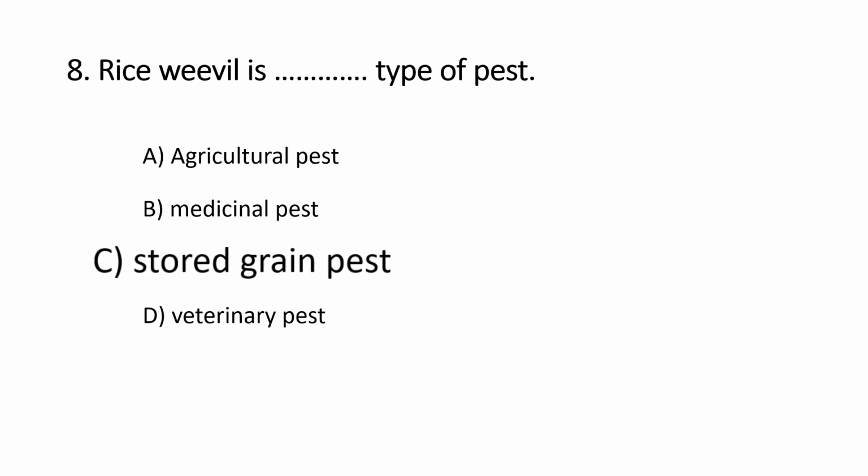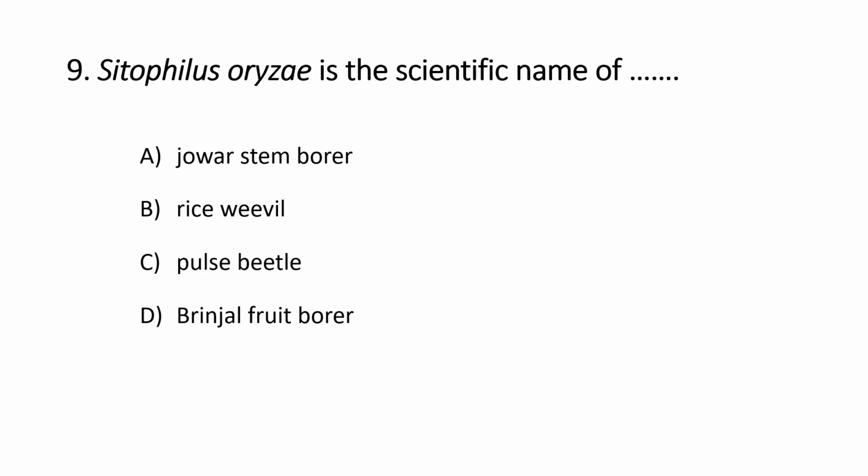Now next is veterinary pest. Veterinary pest attacks domestic animals, like tick. Next, Scythophilus oryzae is the scientific name of. See this oryzae. Oryzae is the scientific name of rice. So Scythophilus oryzae is the scientific name of.